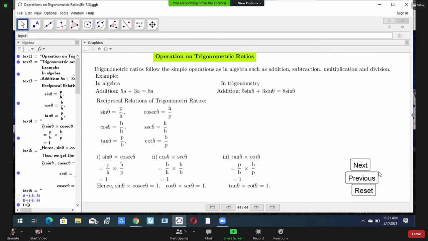The topic of today's class is operations on trigonometric ratios. In trigonometric ratios, we have to apply the same rules as in algebra: to add, to subtract, to multiply, to divide. Don't forget. Now after this, you look here.